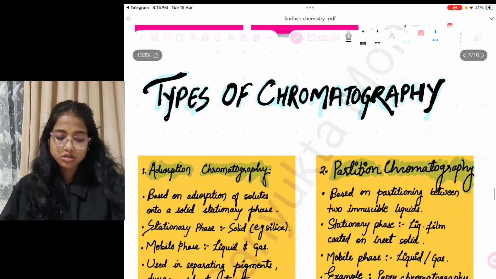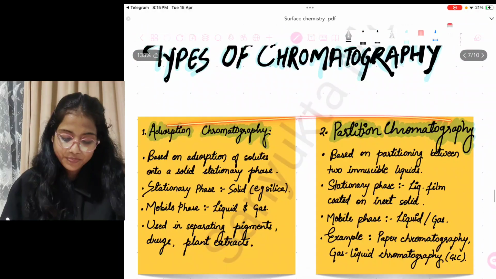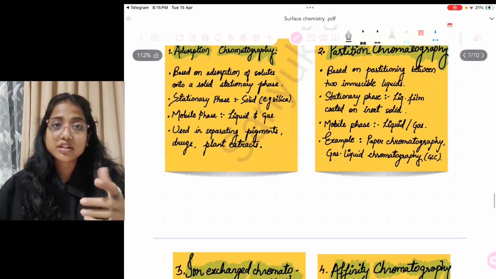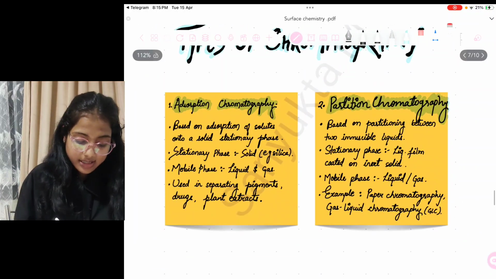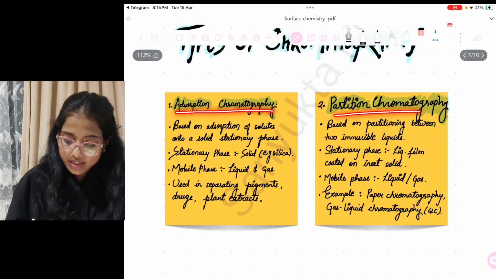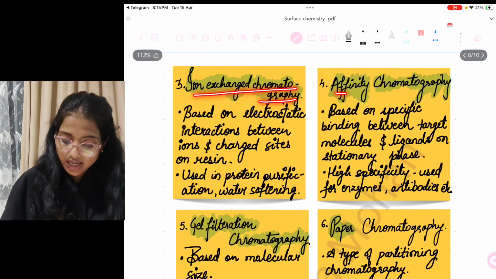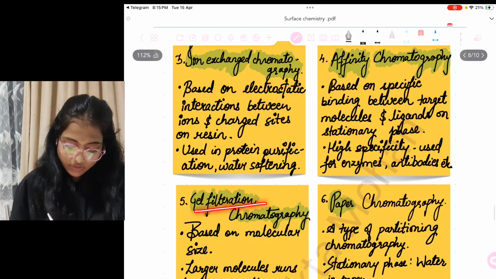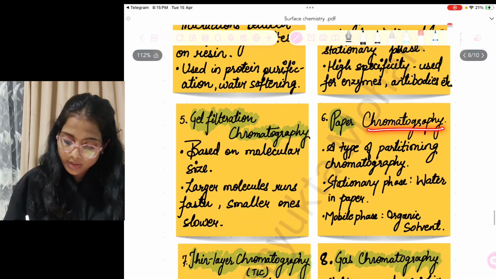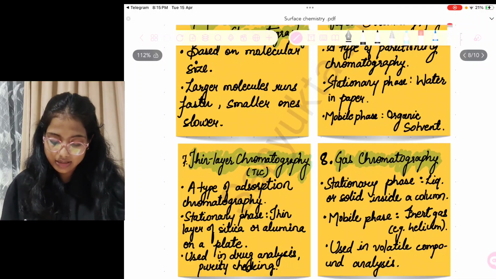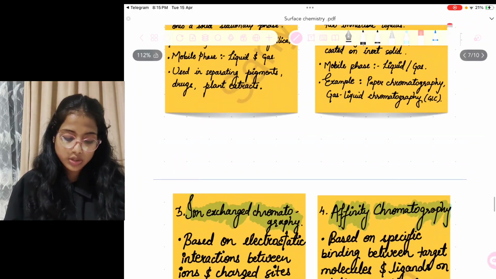Okay, so now let's go for types of chromatography. So basically we have 8 types of chromatography, that is adsorption chromatography, partition chromatography, ion exchange chromatography, affinity chromatography, gel filtration chromatography, paper chromatography, thin layer chromatography, and at last gas chromatography. So let's see one by one.